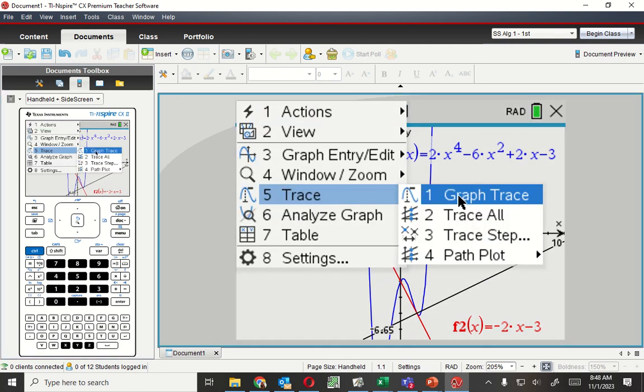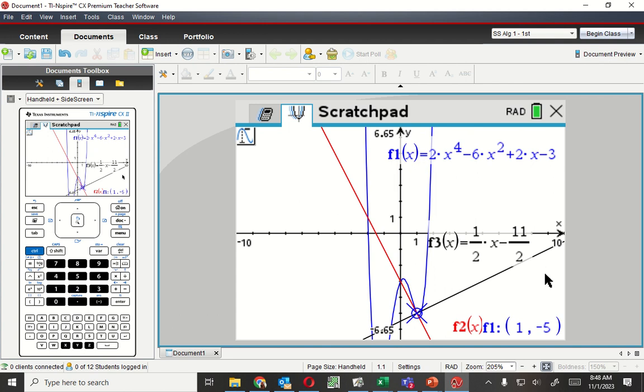Menu, trace, graph trace. There we go. All of these are touching at the same point. So you can see that the normal is perpendicular, so it's creating a right angle to my red line here.